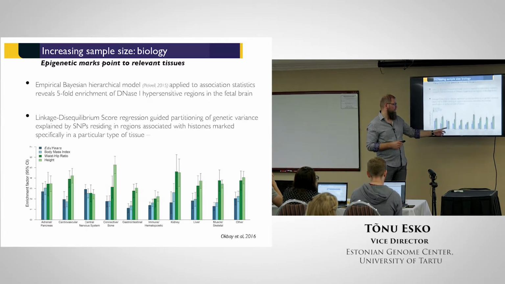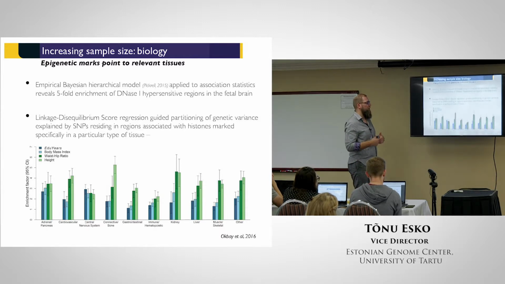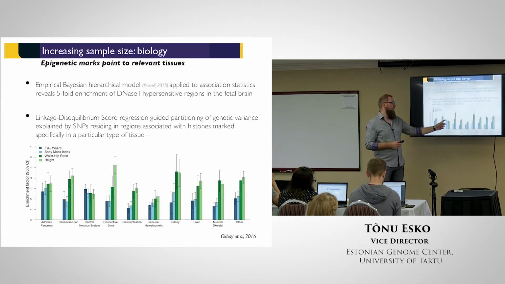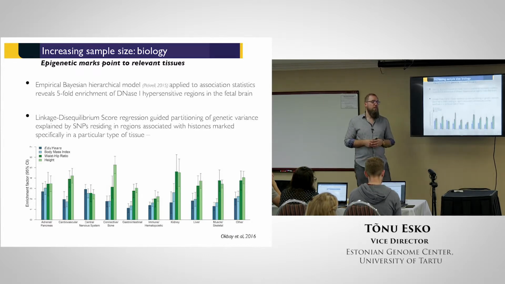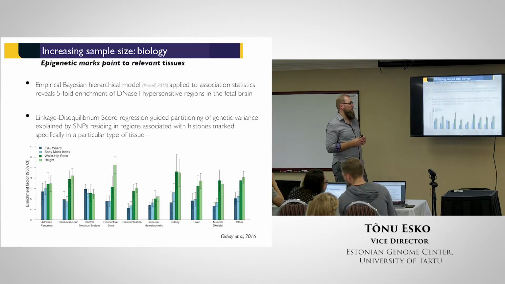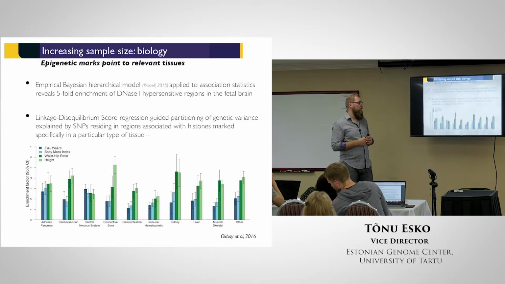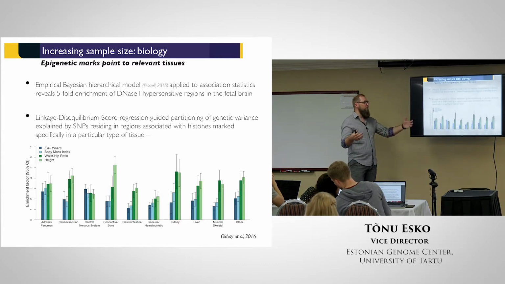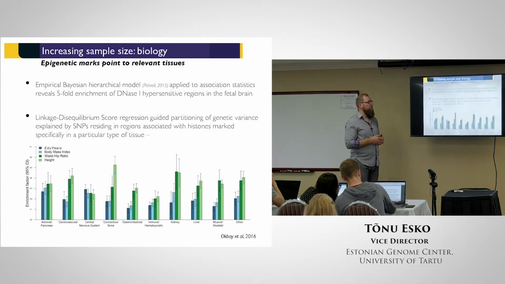The blue is educational attainment, and the others are anthropometric traits as a control. So here you can see that for the brain, education has the strongest effect. Whereas as a positive control, here we have height, we have bone, and the height genes are most active in the bones. So this is another way of finding out which of the tissues are important for your phenotype, by looking at this genome-wide effect of chromatin structure.